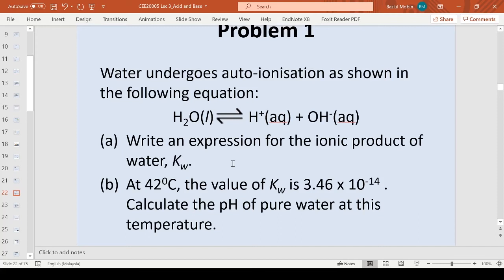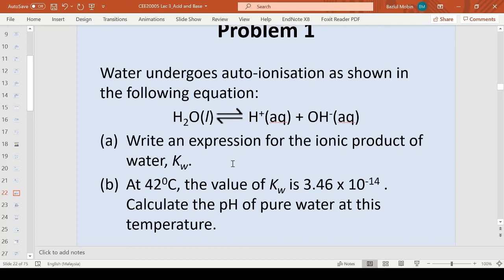Well, Kw, as we discussed, is the product of hydrogen ion and hydroxyl ion concentration. And water at any temperature will be dissociated, and if it autoionizes, it will produce equal amounts of hydrogen ion and hydroxyl ion. So Kw is the hydrogen ion concentration times the hydroxyl ion concentration, and those concentrations are equal.